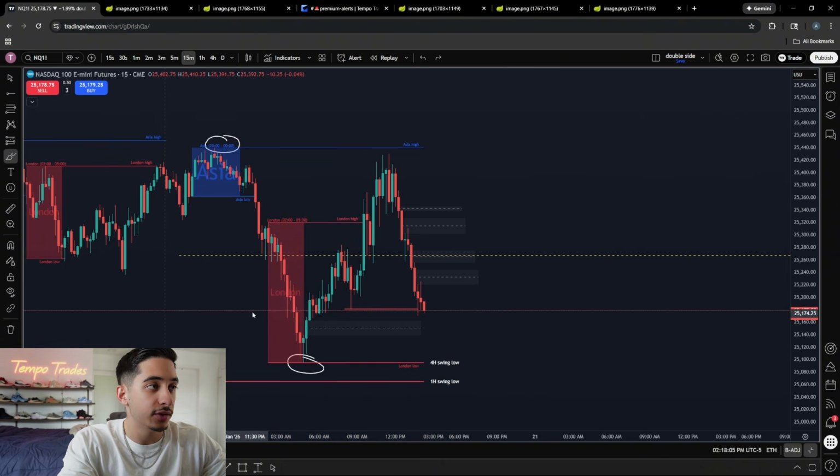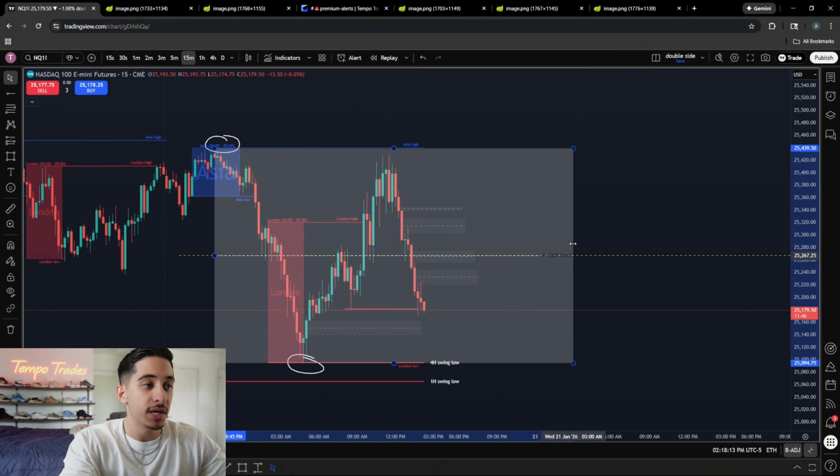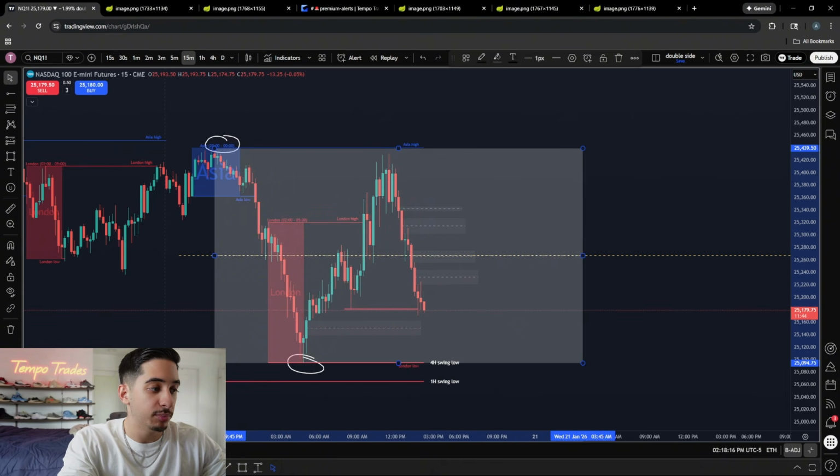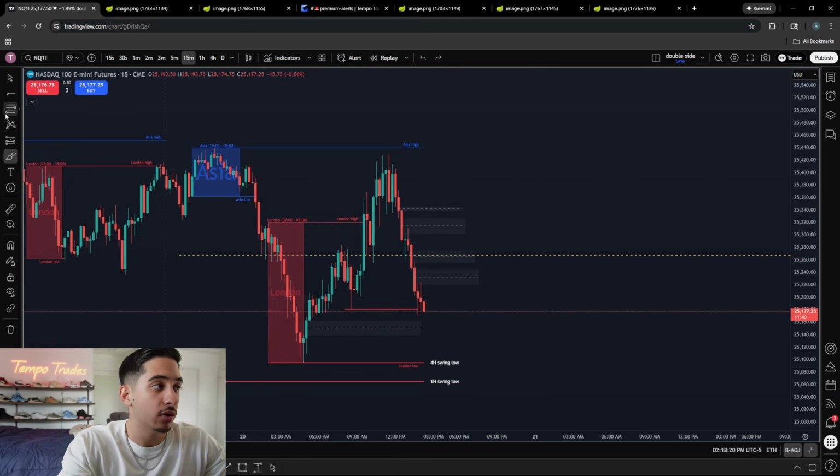Once you've identified those two areas, you just take the rectangle tool, go to the high or the low, doesn't matter, drag it to the other area, and then this midpoint, right? You see the midpoint is going to be 50% of the daily range. Now, this is a huge level. It's a huge level. It's magic.